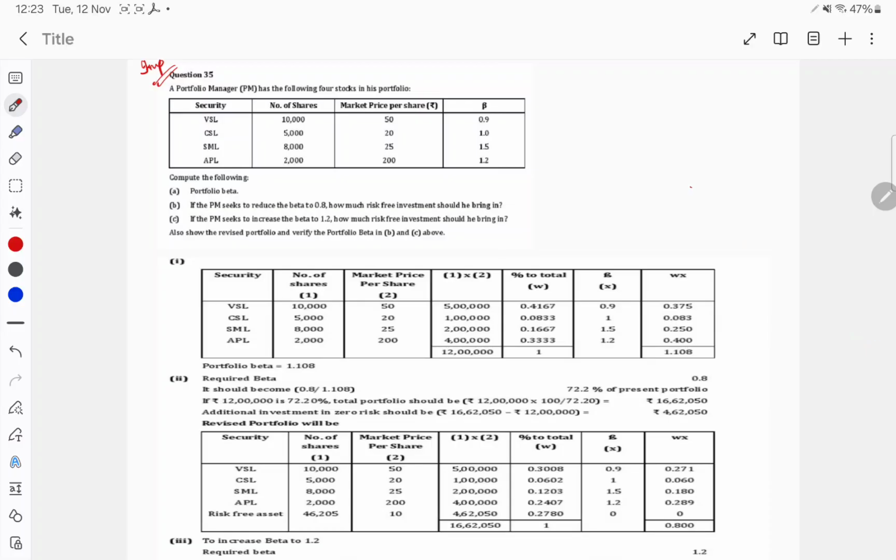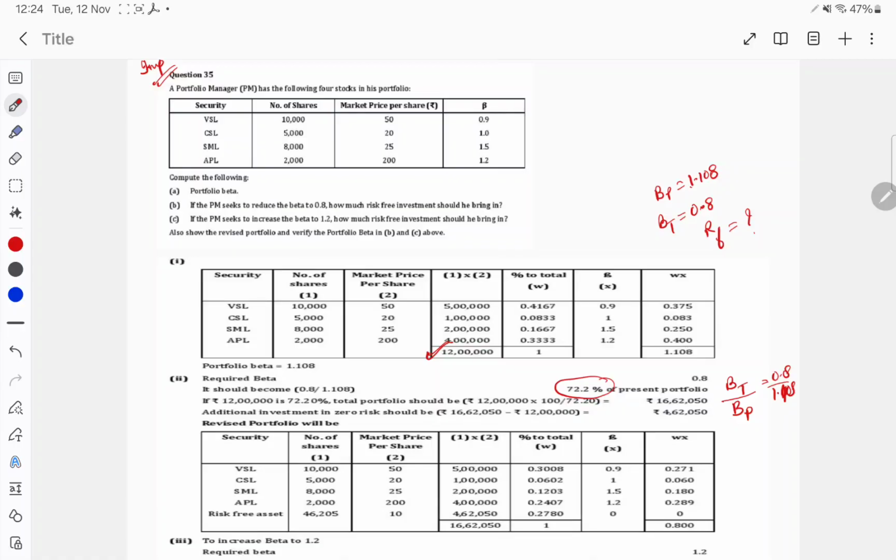Now the question is saying that if the target beta comes down to 0.8 from 1.108, then you have to calculate the risk-free rate. For this there is a process which I am explaining. Firstly, you will calculate a ratio percentage by dividing the beta of target by the beta of portfolio. For the first one it will be 0.8 by 1.108, which comes to 72.2%. Basically, now the market value which has arrived in the table above was 12 lakh.